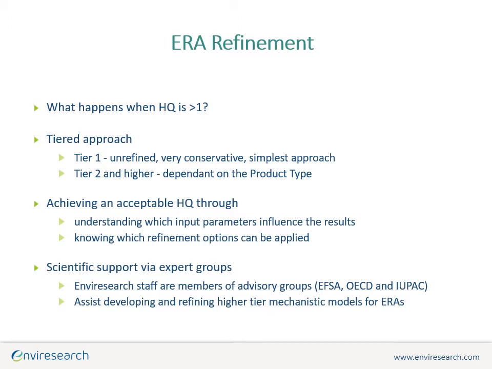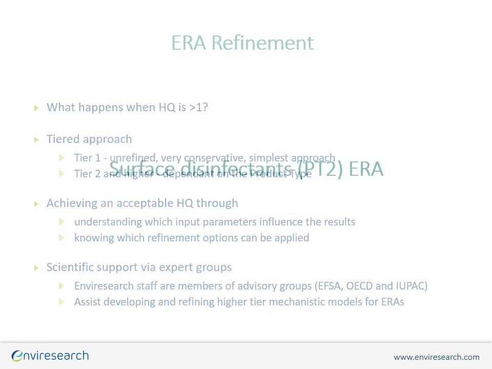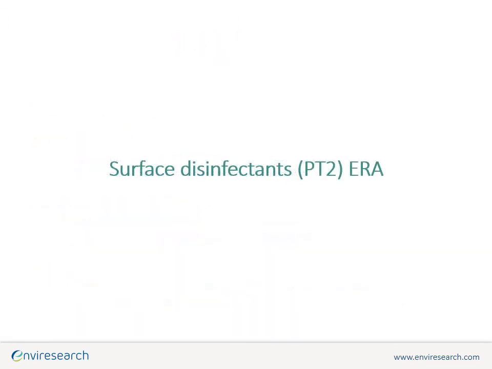Enviresearch staff are actively involved in keeping up to date and setting standards as members of expert groups, advisory groups, and also assist in developing and refining higher tier mechanistic models for environmental risk assessments. This gives us insight into upcoming changes, adds weight to arguments, and we can use our plant protection knowledge and expertise and apply that to issues with biocidal risk assessments. This is the end of the general section, and we're now going to move on to specifics for product type 2, that's surface disinfectants.